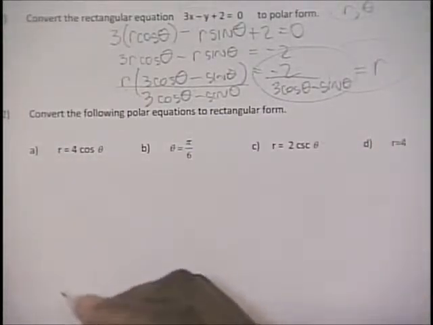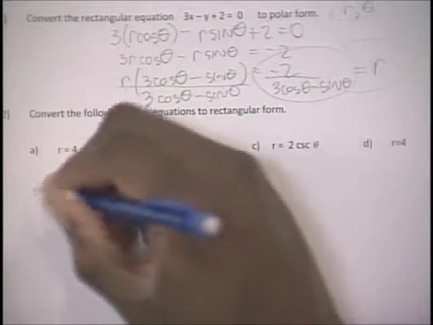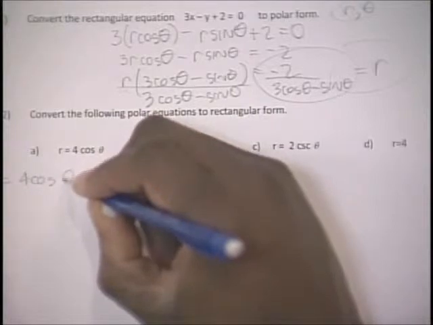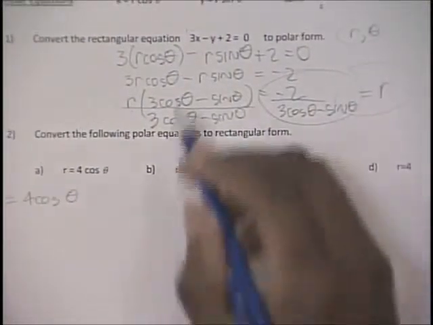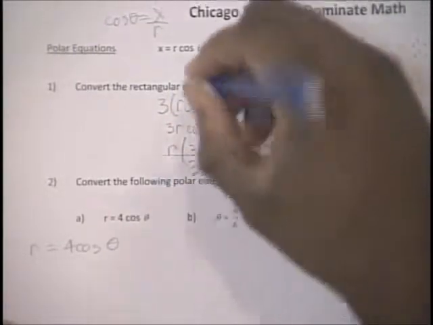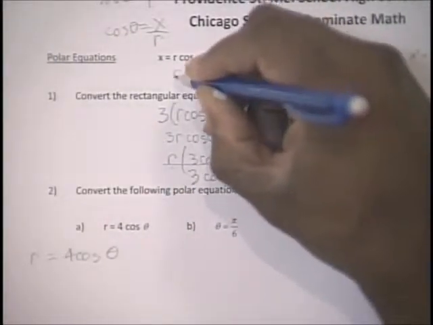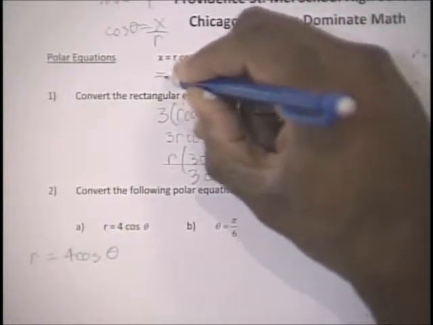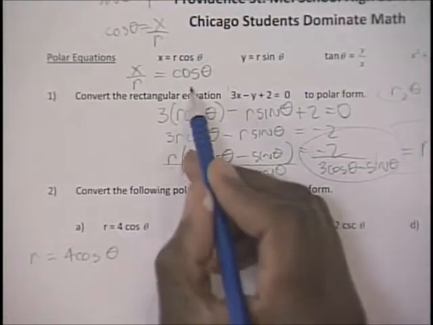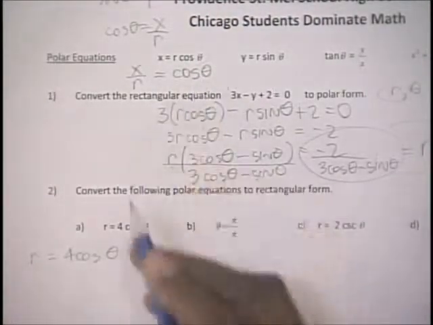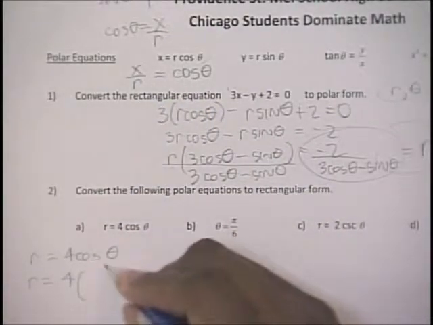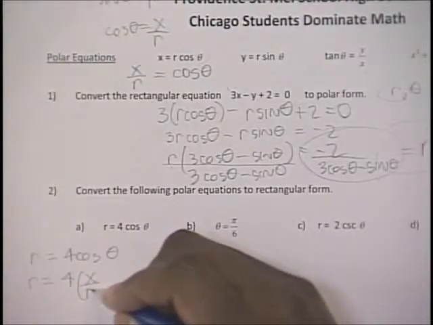All right, so what you've got here is r is equal to 4 cosine theta. We told you already there's another way you can write cosine theta: cosine theta is equal to x over r. So you can replace cosine theta with x over r. So we have r is equal to 4 times cosine theta, which is x over r.